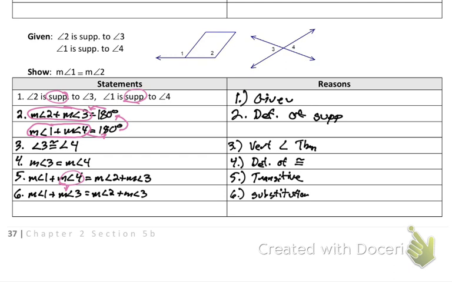And now my last step is I'm going to subtract measure of angle 3 from both sides. Those guys are going to get subtracted, and I'll be left with measure of angle 1. That's actually step 7. Measure of angle 1 equals measure of angle 2, and that's our subtraction property of equality.